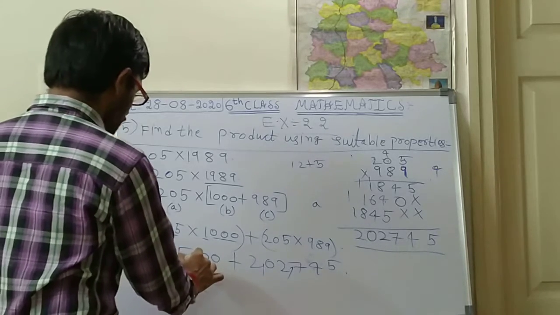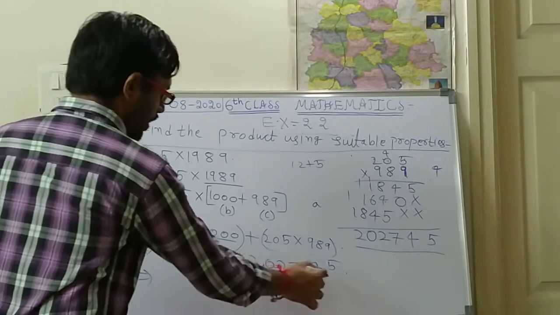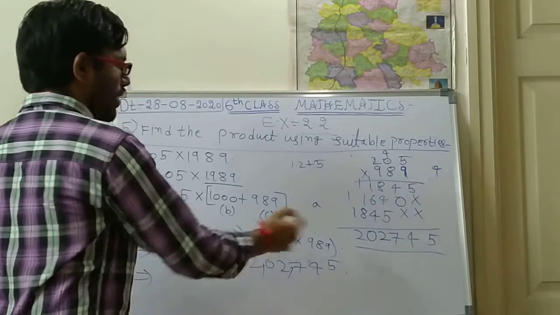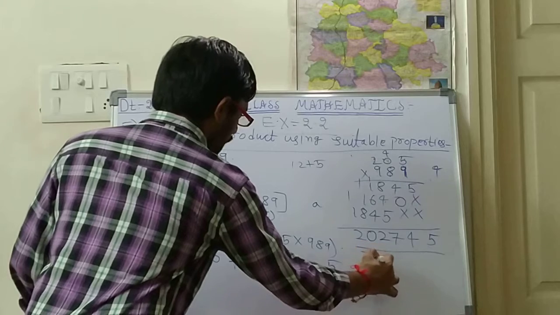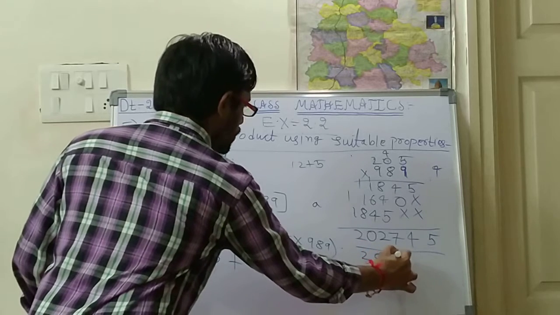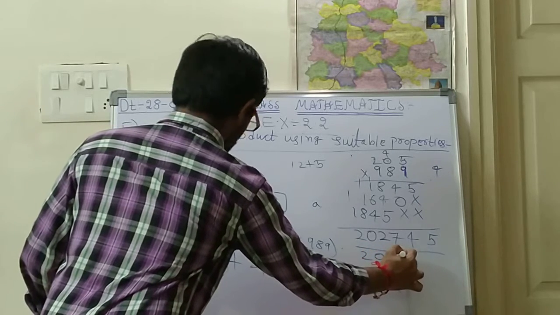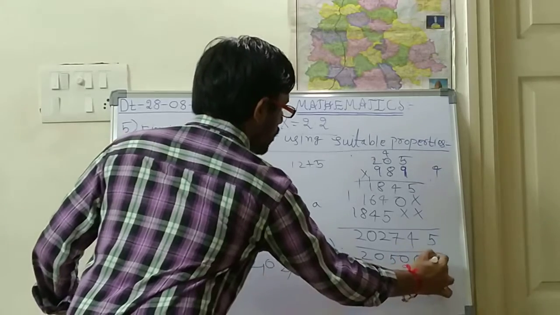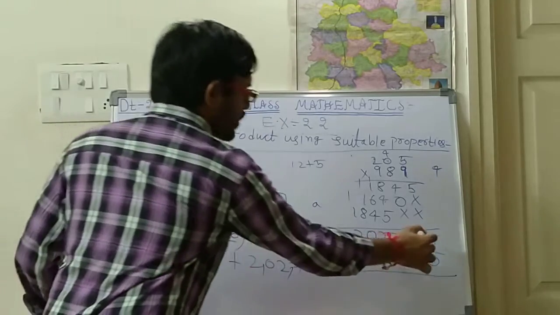So how many digits are there? 3 4 5 6. Here 3 4 5 6. So same number of digits. So here only I am adding. So 2 0 5 0 0 0. So by adding this 2, what is the result?